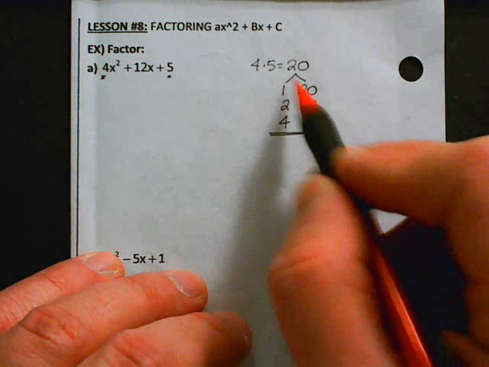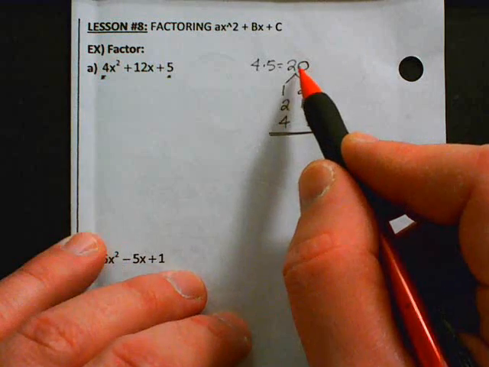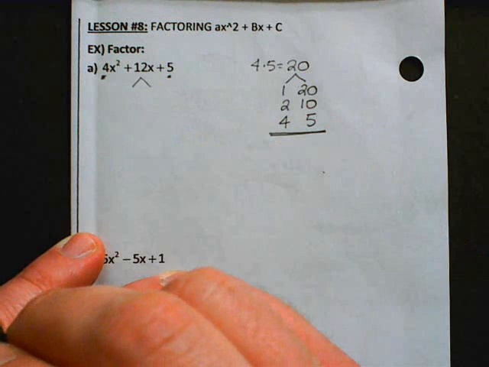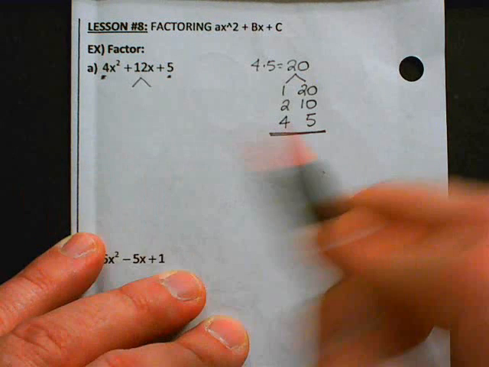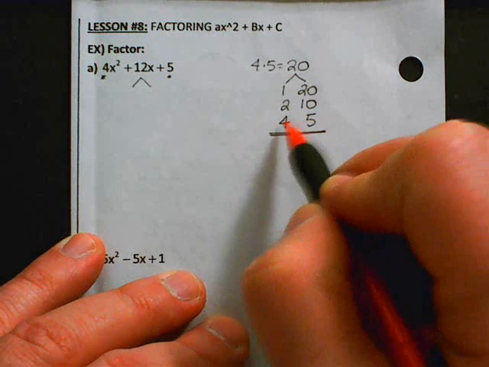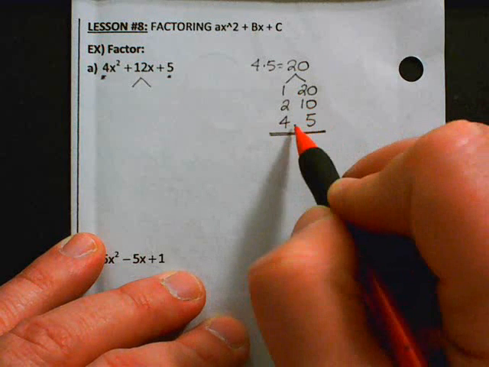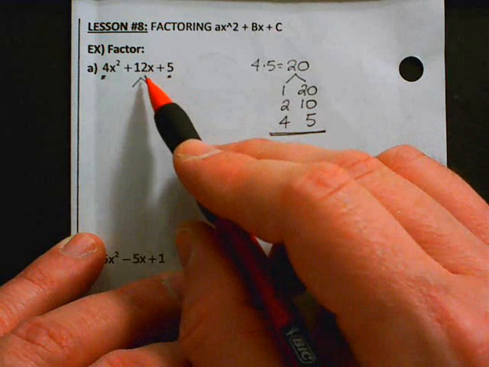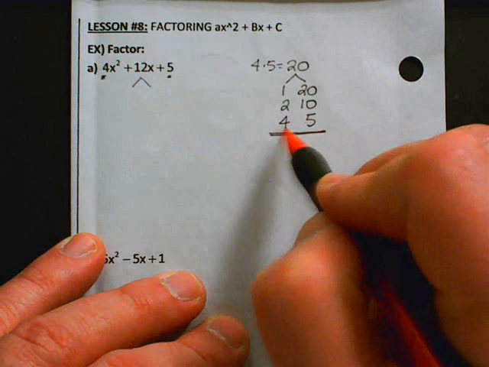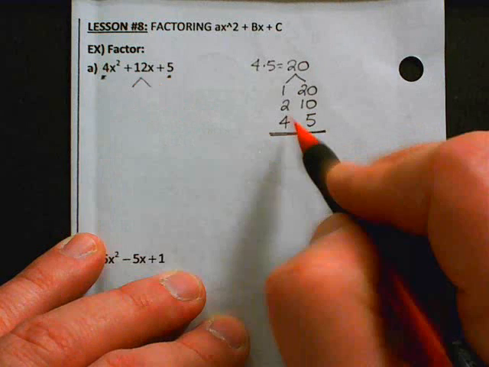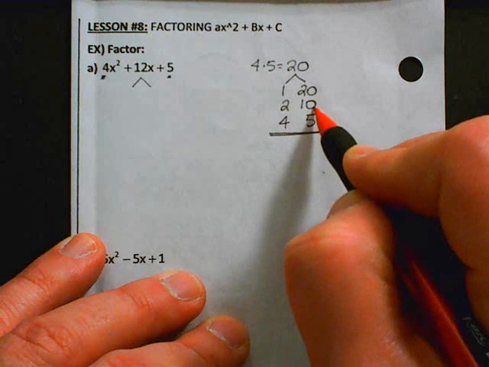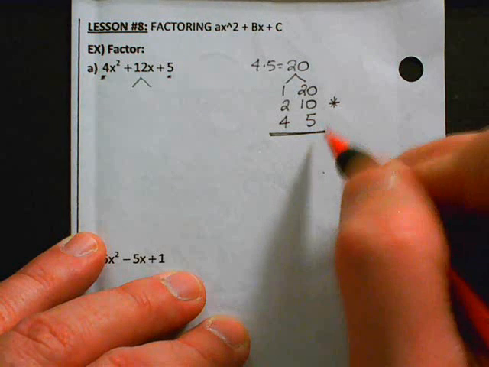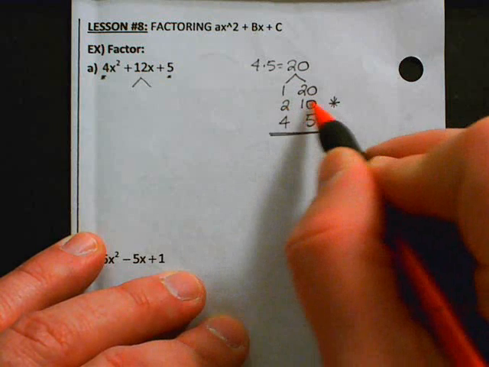Okay, now that I have the numbers that multiply to give me 20, I'm going to focus my attention on the middle term. The middle term is 12, and my question is, which of these pairs of numbers will give me 12? For example, 5 plus 4 does not give me 12, it gives me 9. 5 minus 4 gives me 1, not 12, so that doesn't work. But if I look at 2 and 10, 2 and 10 give me 12 if I add 2 plus 10. So I know I'm going to pick this one right here.